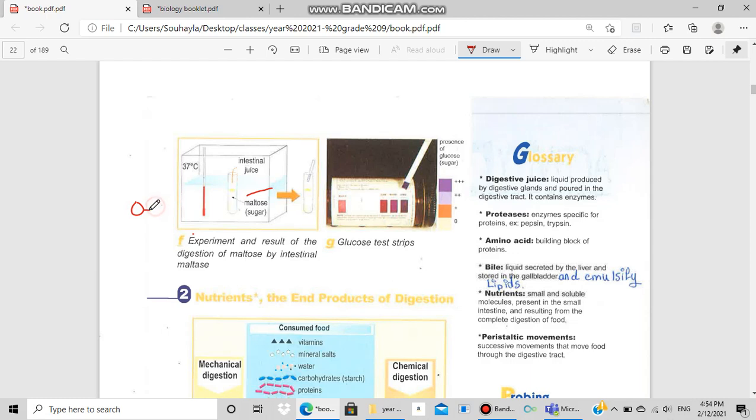As a revision, starch in the mouth is transformed into maltose by the action of salivary amylase. Okay, but maltose is not the end product of the digestion of starch. So the digestion should be completed. In this test tube, they put maltose and they add intestinal juice. The juice contains an enzyme that acts on maltose, and they place the test tube in a water bath at temperature 37.